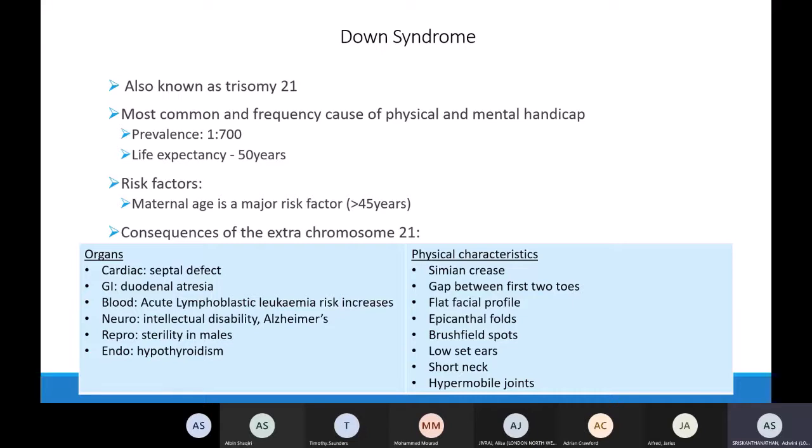And in terms of their organ systems, they have cardiac septal defects, and are more likely to have duodenal atresia. In terms of the blood, they have an increased risk of getting acute lymphoblastic leukemia. Neurologically, they have intellectual disabilities and are more prone to developing Alzheimer's, especially at an earlier age. So I think onset is around 35 to 40, but don't quote me on that. And in males, they're likely to be sterile, whereas females have a better chance of childbearing, and they are also more likely to be hypothyroid as well.